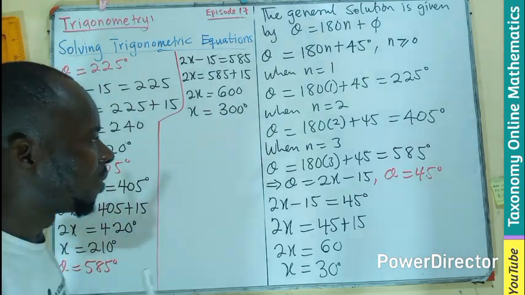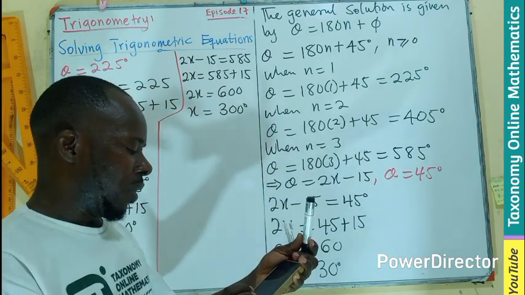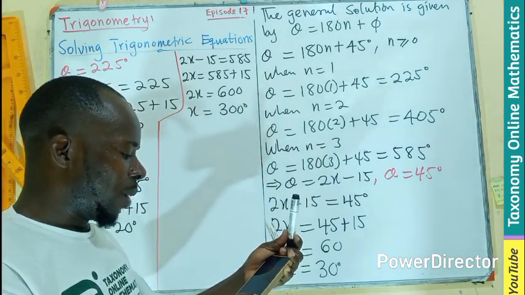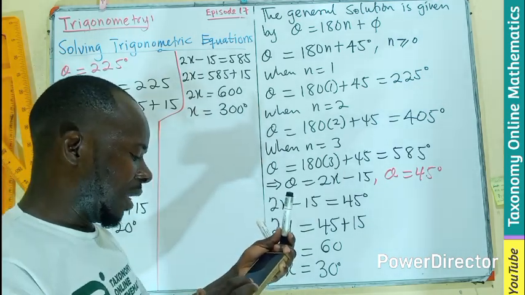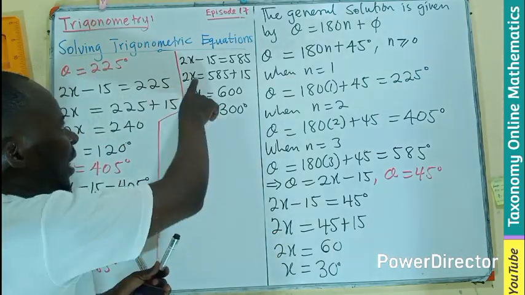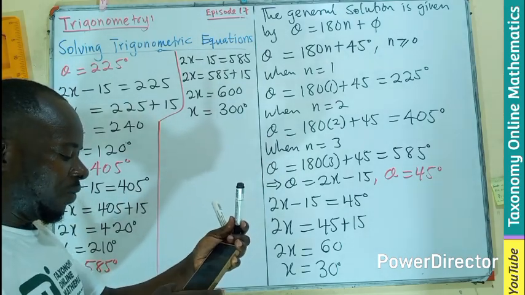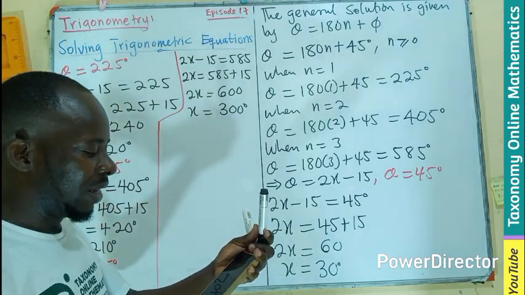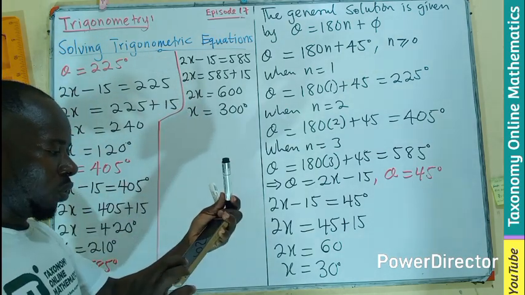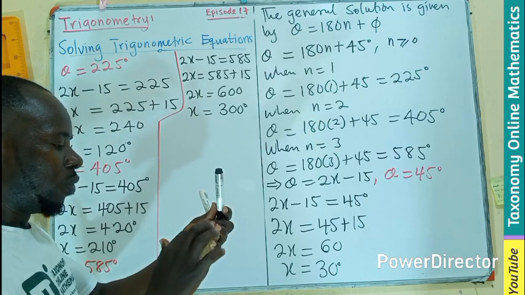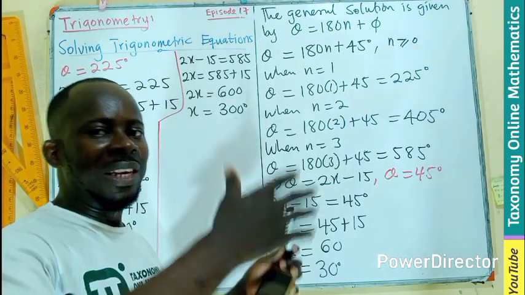I'm sure we can still assume we can get more. So if n is 4, that means 4 times 180, that will be 720. 720 plus 45 is 765. The 15 will come and add, so plus 15, that will be 825. Now we divide this by 2, and we should be having 412.5. And 412.5 is bigger than 360, the range we are given.